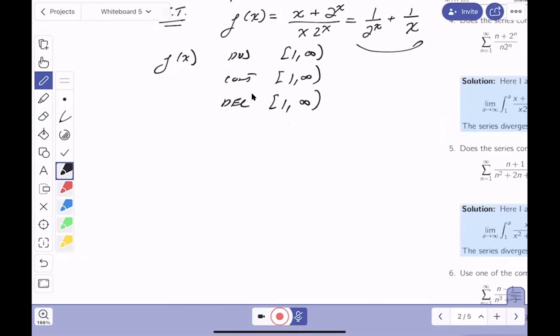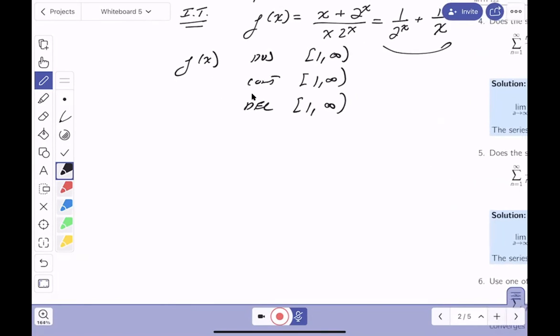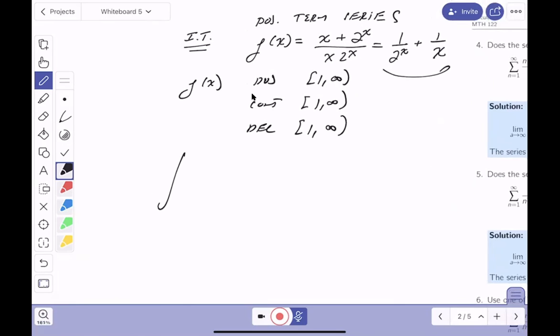Now here comes my problem. I've got to integrate it. And what's that integration going to be? The integral from 1 to infinity. And I'm writing this over here. I'm going to put 1 over x plus 1 over 2 to the x, dx.